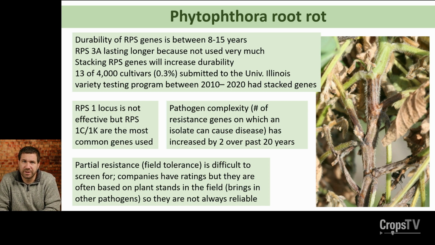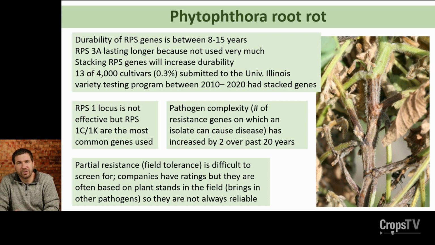Another thing that I found interesting is that two or three of the papers talked about pathogen complexity, and this would be the number of resistance genes on which an isolate can cause disease. Over the last 10 to 20 years, this complexity number has increased by 2, which means that an isolate from 10 or 20 years ago, depending on the manuscript, was able to cause disease on, let's say, 3 or 4 of the RPS genes. Now it can cause it on 4 to 6, and so there is an increase in the number of RPS genes that these pathogens can cause disease on.